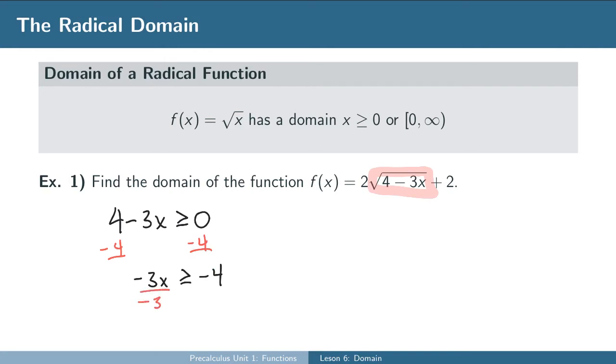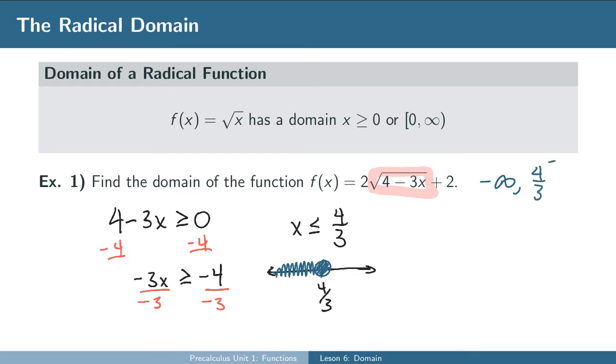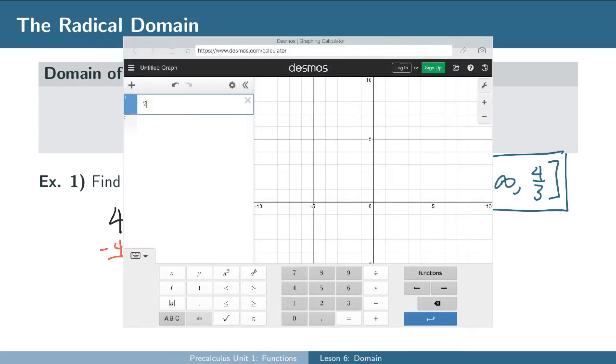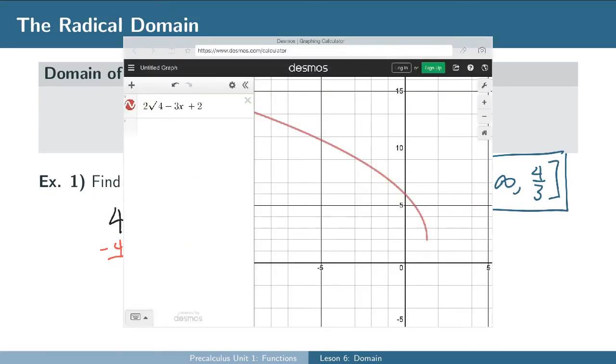Now I'm going to divide by negative 3, and hopefully you remember when you divide an inequality by a negative, it does flip the sign. So now I have x is less than or equal to 4/3. So I'm going to draw a number line here, and I'm going to label 4/3. And since x is less than or equal to, that is going to be shaded to the left and a solid circle. So as an interval, it's going to be negative infinity to 4/3, bracket including the 4/3, and then negative infinity for parentheses. So here's the graph.